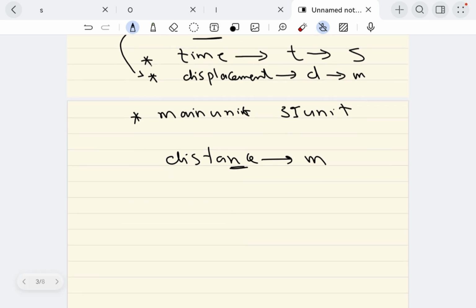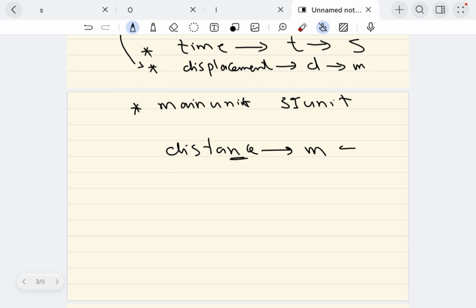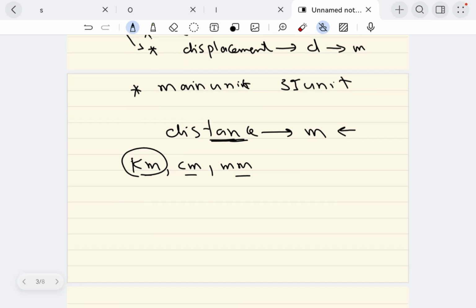But sometimes in the question it's not given as meter. Sometimes we can measure the distance or displacement with kilometer or centimeter or millimeter. Any of these units can be used to measure the distance. For example, if we have a big distance, we can use kilometer. For small distances, we can use centimeter or millimeter or other small units. So I have to know how to convert these units into meter. Okay, that's what we'll talk about today.